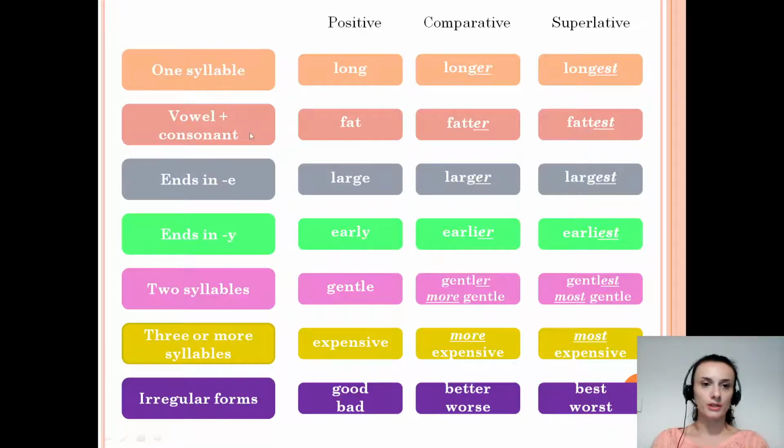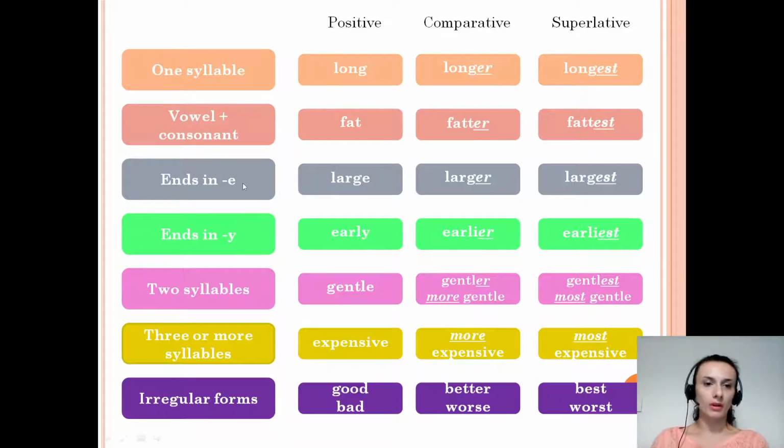Next rule is for adjectives ending on vowel plus consonant. For these types of adjectives, the rule is to double the last consonant of the word and then to add the endings er and est. In our example, we have fat, that becomes fatter in comparative, and fattest in superlative.